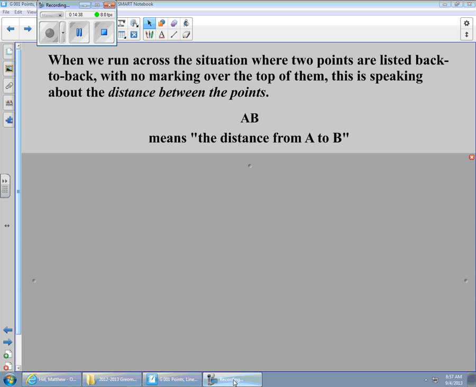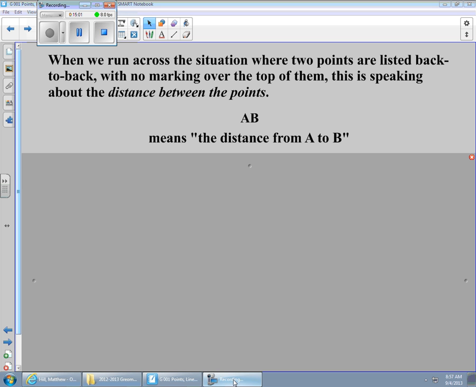Okay, when we run across the situation where 2 points are listed back to back with no marking over the top of them, this is speaking about the distance between the 2 points. We saw the little line notation. The little line has arrows on both ends. We saw the ray notation, a line that has an endpoint and then an arrow on the other end. We saw the line segment notation, a line that doesn't have arrows on either side.